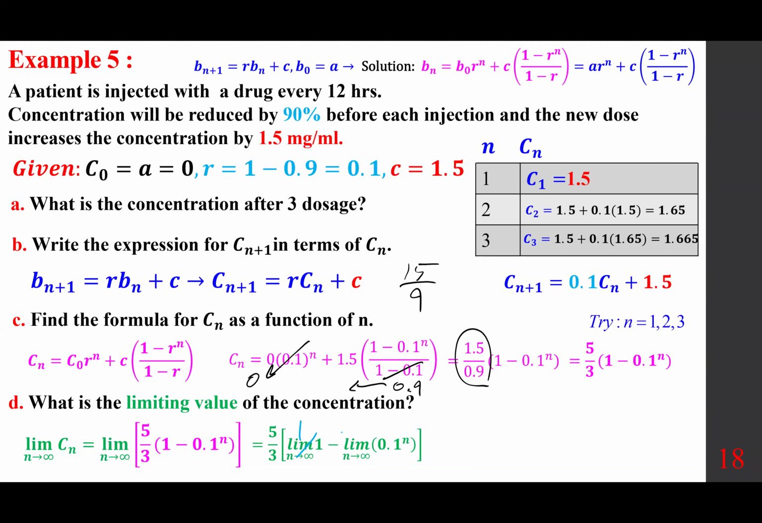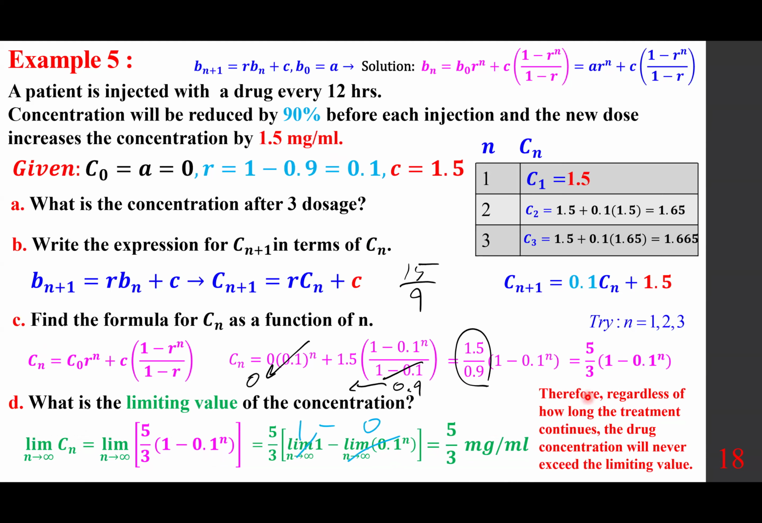We know this is 1, minus we know this is 0 because r is 0.1. Remember, it's between -1 and 1 as n goes to infinity. As n gets larger, this gets smaller, and as n goes to infinity, it goes to 0. So 5/3. And now you use the units, milligrams per milliliters. And what does it mean? Therefore, regardless of how long the treatment continues, the drug concentration will never exceed the limiting value. And that's what matters. That's what's important, everybody.